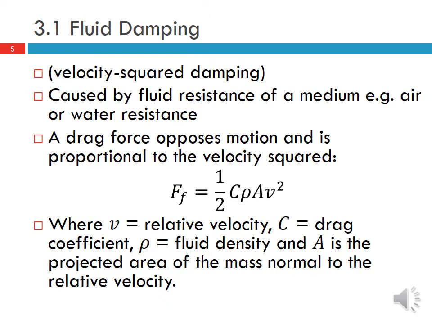Fluid damping is caused by fluid resistance of a medium, for example, air or water resistance. Basically, a drag force opposes the motion and is proportional to the velocity squared. So we would have some frictional force here that is proportional to velocity squared, where v is the relative velocity, c is the drag coefficient, rho is the fluid density, and A is the projected area of the mass normal to the relative velocity.